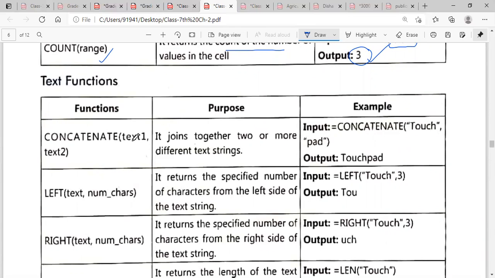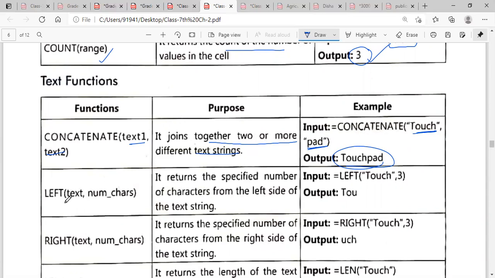First is concatenate, which means you can combine text 1 and 2, joining two or more. You can join more than two texts. The first text is touch, and the next is pad, touchpad. It will combine them. Your output will be in combined form.